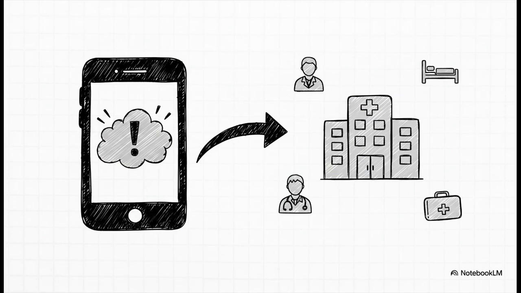And what about for hospitals? This is a total game changer. Imagine getting an alert that says, hey, there's a 90% chance of a severe pollution event tomorrow. You could bring in extra staff who specialize in breathing problems, make sure you have enough beds ready. You're turning a chaotic emergency into something you can actually manage.